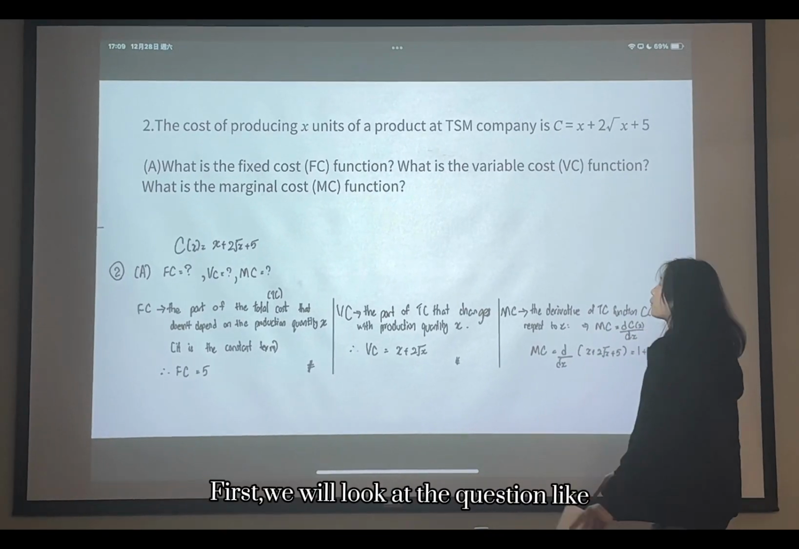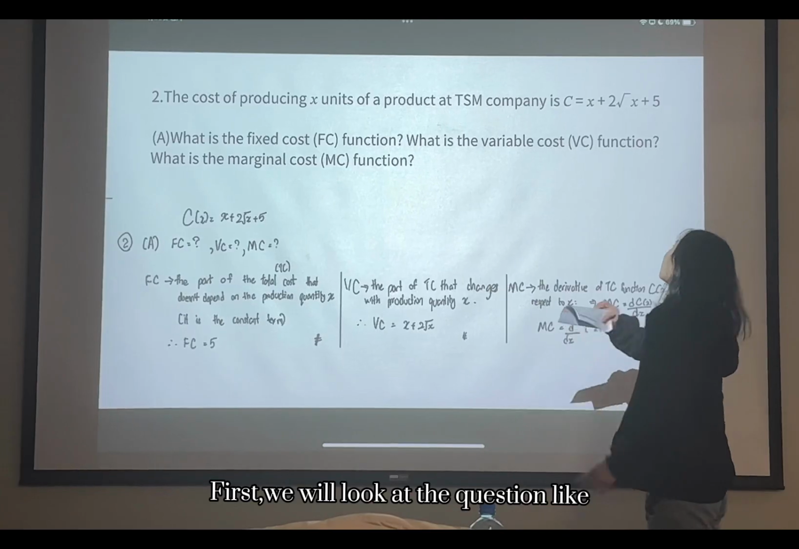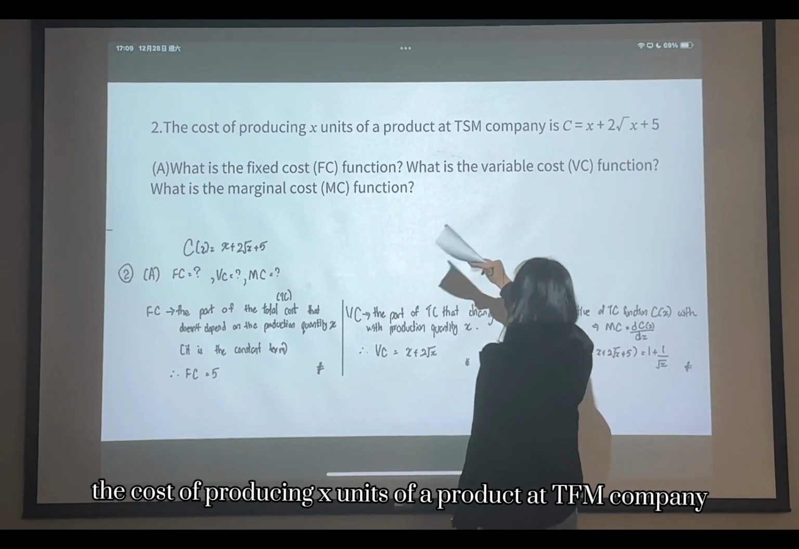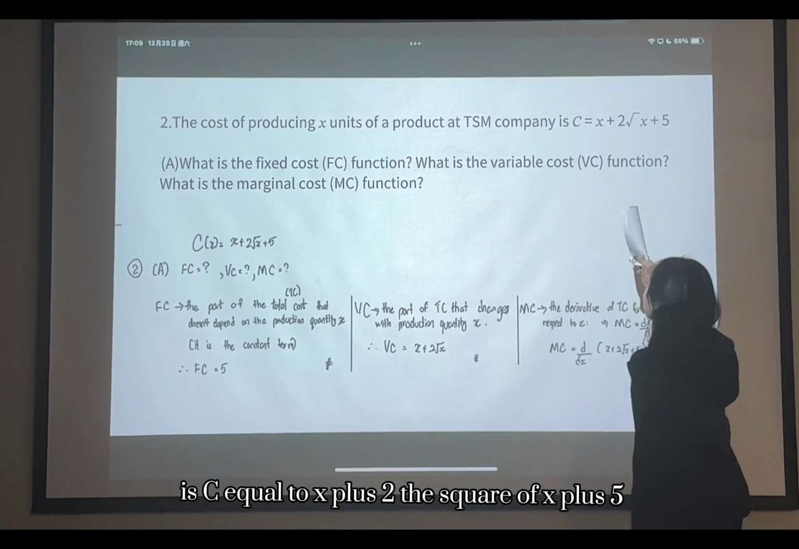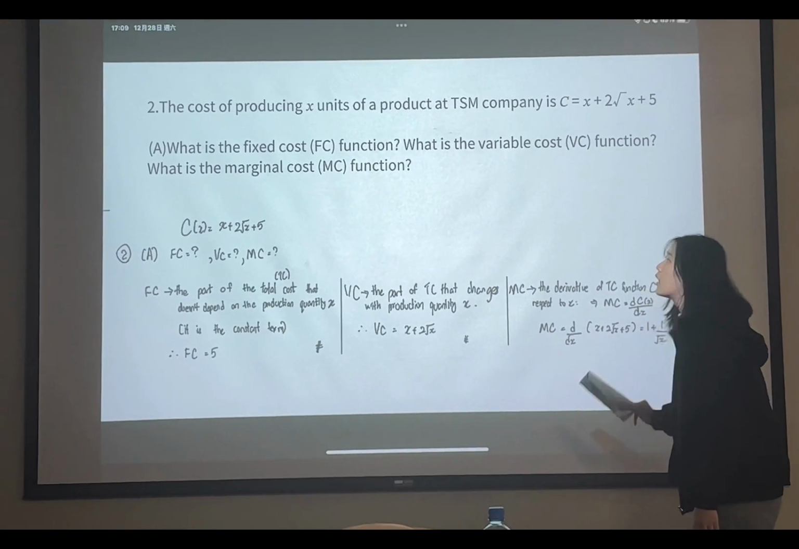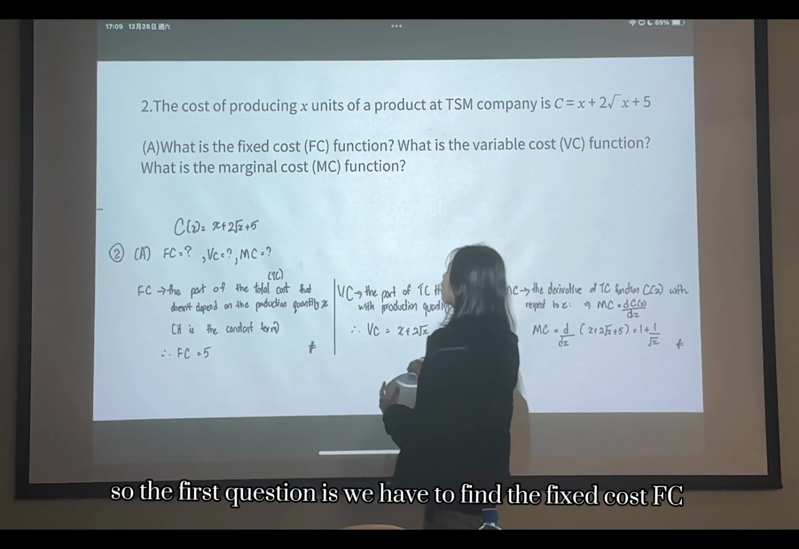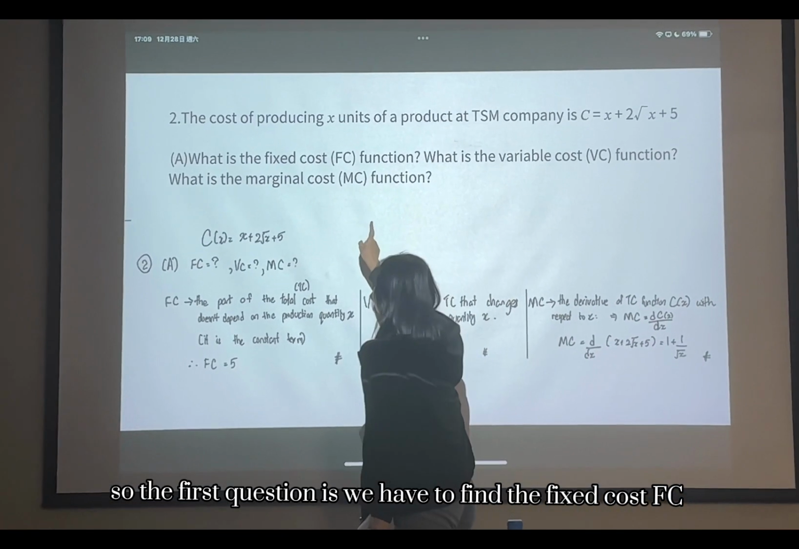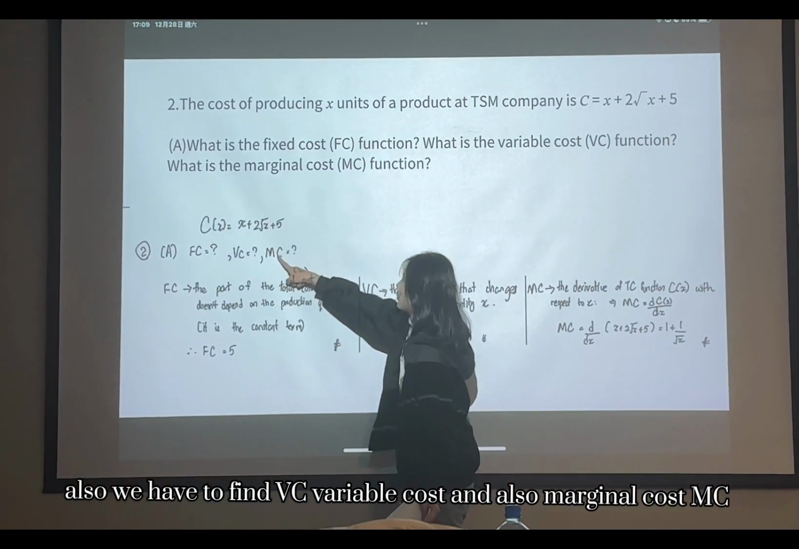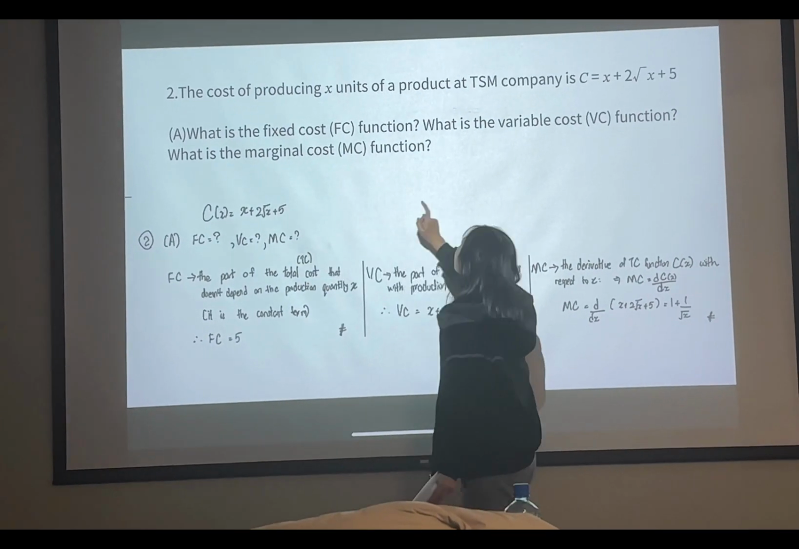First, we will look at the question: the cost of producing A units of a product at TSM company is C equals A plus 2 the square root of A plus 5. The first question is we have to find the fixed cost FC, the variable cost VC, and also the marginal cost MC.